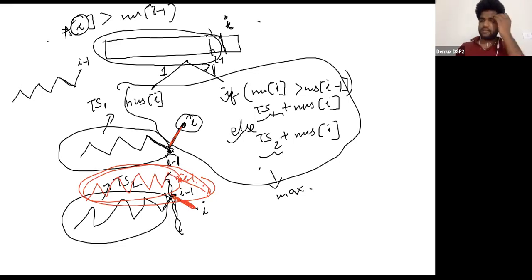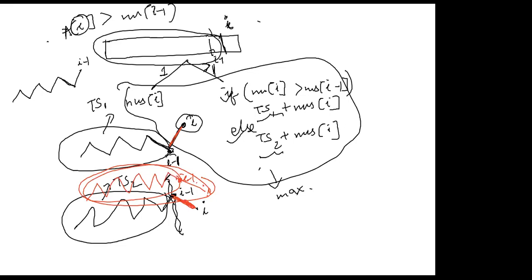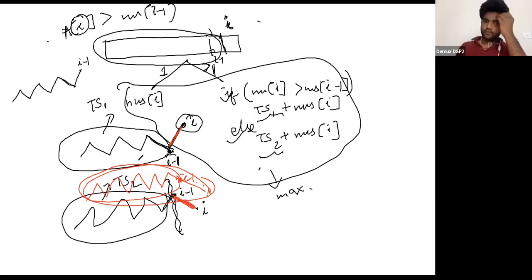Did that make sense? What is meant by we have to keep both the maximums? We have to keep two turbulent subarrays. One is the turbulent subarray ending at i such that the last edge is this type, and the other is a turbulent subarray ending at i such that the last edge is this type.